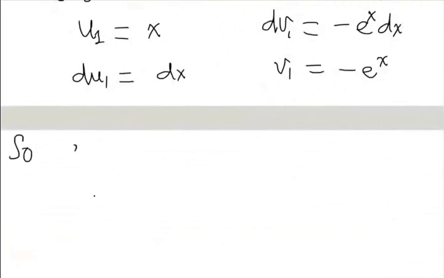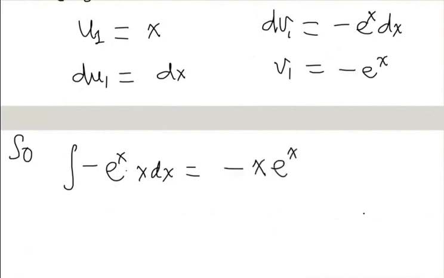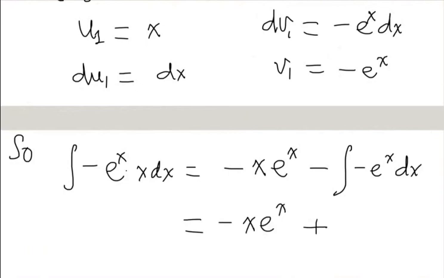And so the integral of minus e to the x times x dx will be u1 v1, u1 here and v1 there, multiplied together. We get minus x e to the x minus the integral of v1 du1. v1 is minus e to the x, du1 is just dx. And we get minus x e to the x, and minus becomes plus, the integral of e to the x dx.